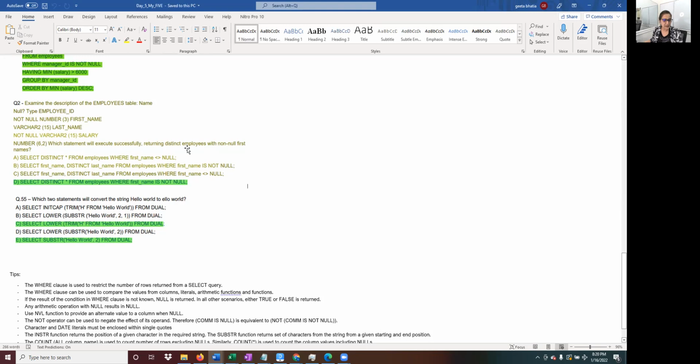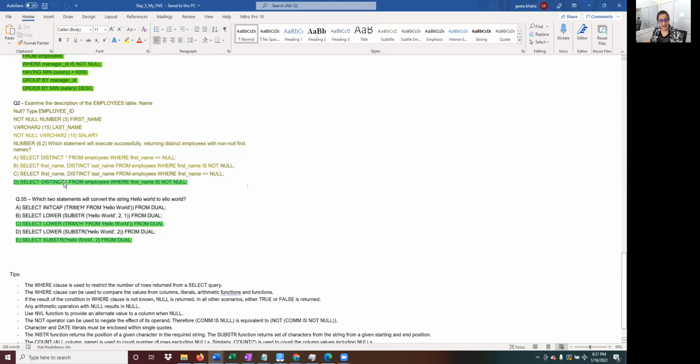The question asks for the statement returning the distinct employees with not null first name. If you see B, it has first name and DISTINCT last name. But you don't want that, you are actually looking for the first name. So because of that, answer B is rejected. It is not telling you which columns to select, but DISTINCT last name will not give the answer we want.